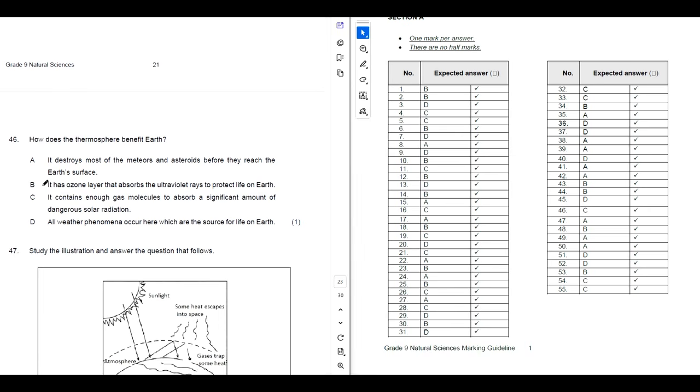So we know that it benefits Earth because it contains enough gas molecules to absorb a significant amount of dangerous solar radiation. So our answer will be C.